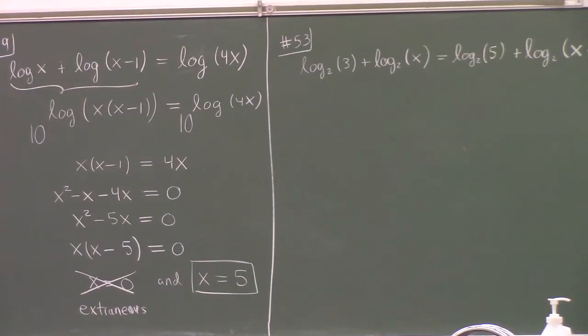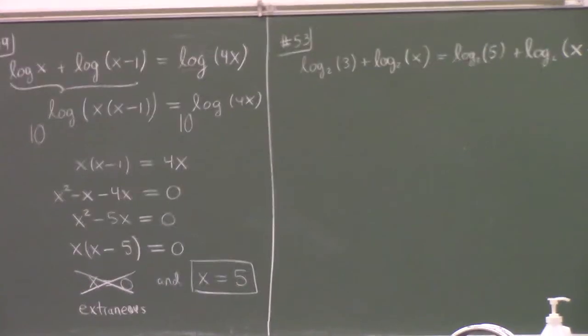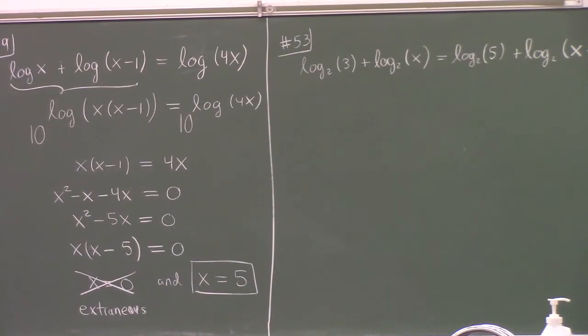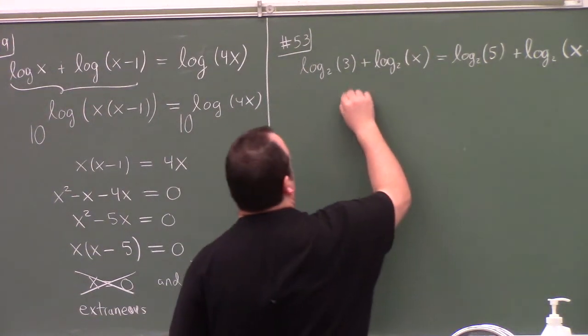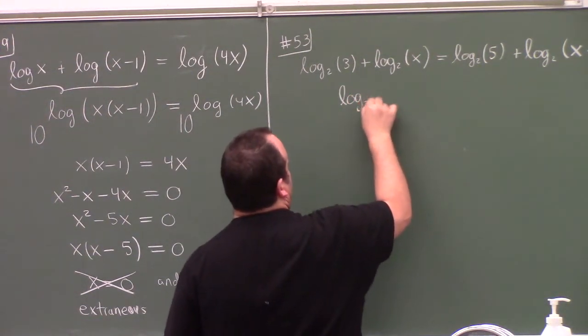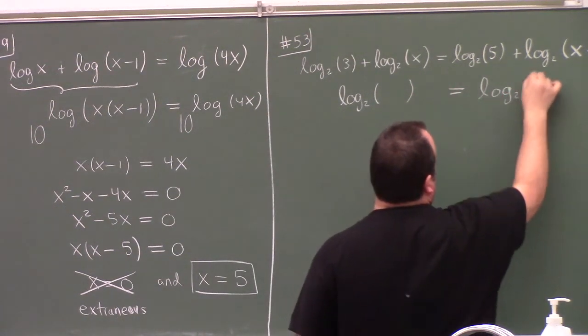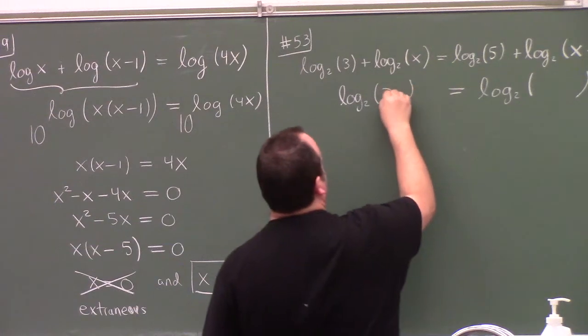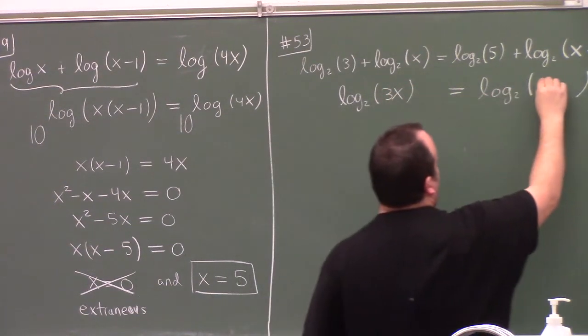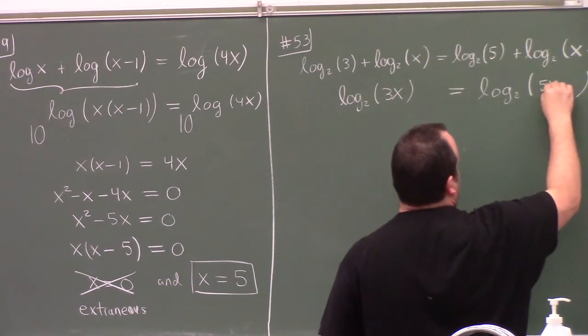Did you already do it? Combine the left-hand side and combine the right-hand side. So you use property of logs on both sides? Yeah. Okay, I'll buy it. So this is log base 2 of what? And that's equal to log base 2 of what? 3x and then 5x minus 10. So 5x minus 10, okay.